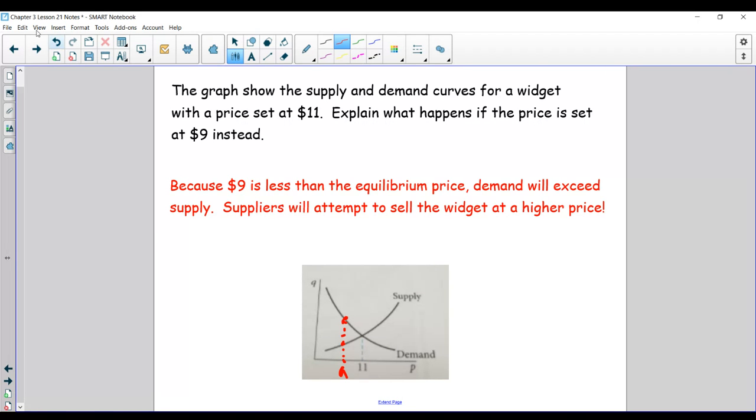So what I'm going to be looking for when you get questions like this with the graph is, essentially, is the supply greater than the demand, or is the demand greater than the supply? Or if it's at the equilibrium price, you tell me that it's equal.